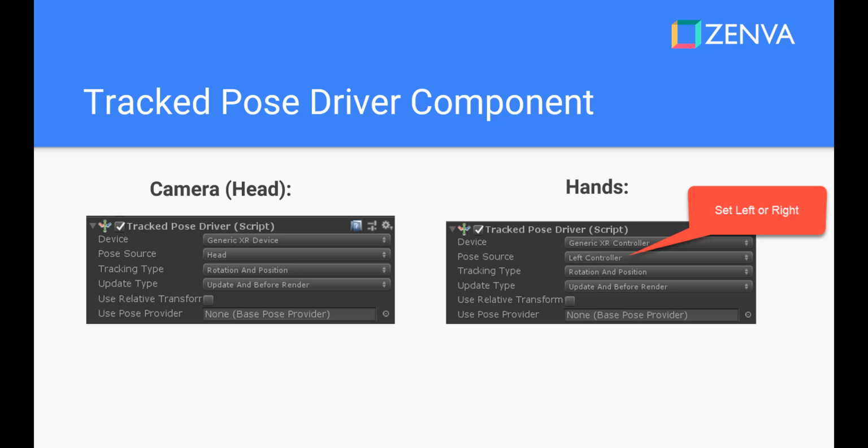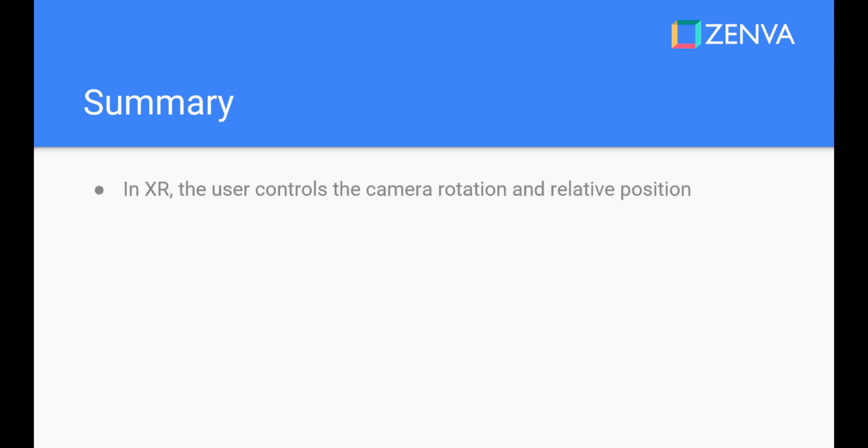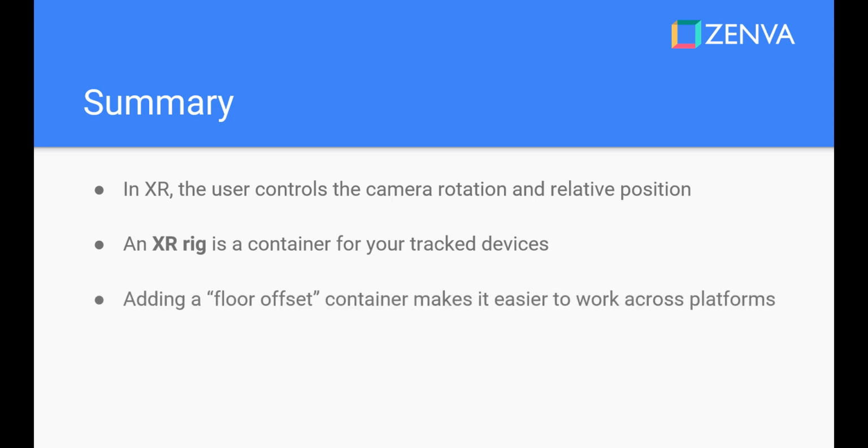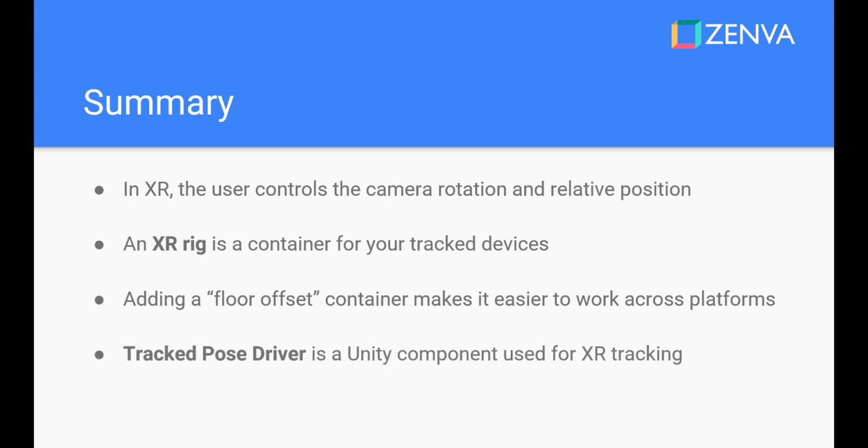So to summarize what we've learned, in extended reality, the user controls the camera rotation and the relative position, if there's position tracking, relative from some origin. The XR rig is simply a container for your tracked devices. That's all it is. And you can add this floor offset container, which can make it easier to work across platforms, or if you want to have your camera placed at the origin. Lastly, we have the tracked pose driver. It's a Unity component used for XR tracking of different controllers and headsets. So we'll be using that in the next few videos.